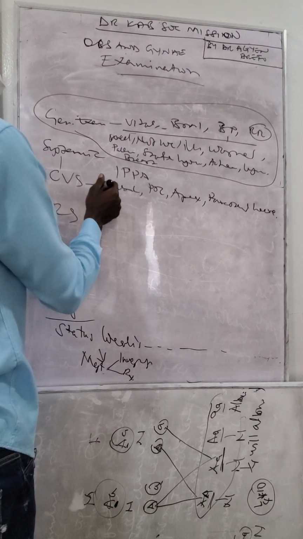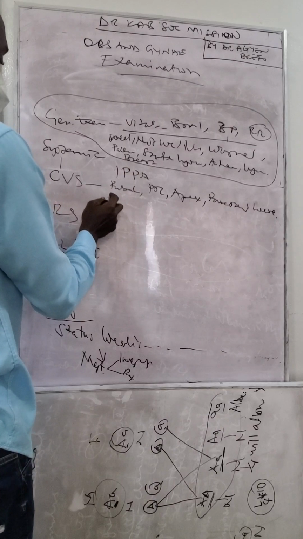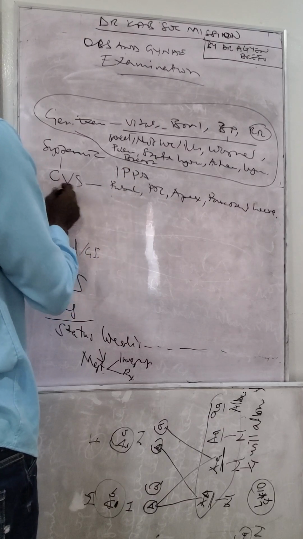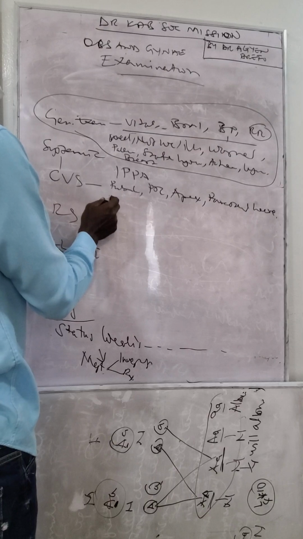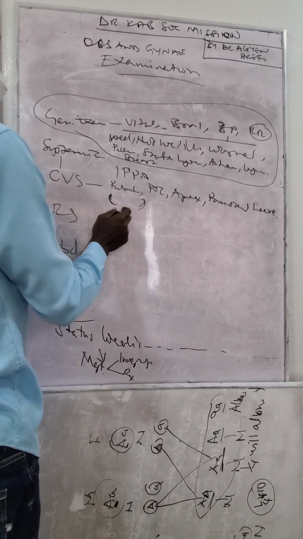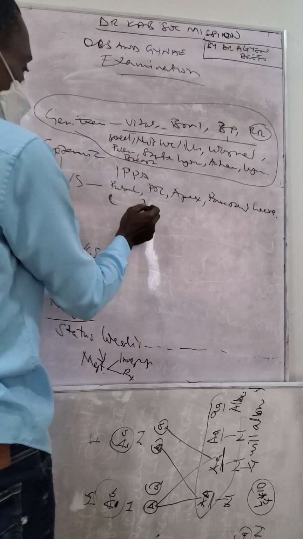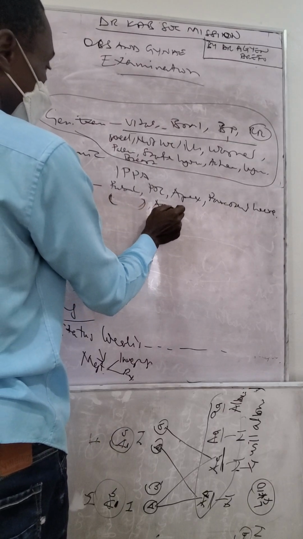So then you come to your percussion. Okay, so you can do your percussion. Usually under cardiovascular it may not be done, but you need to percuss to know where the heart is. Okay, area covered by heart. So then you come to your auscultation, where most of the things should be.